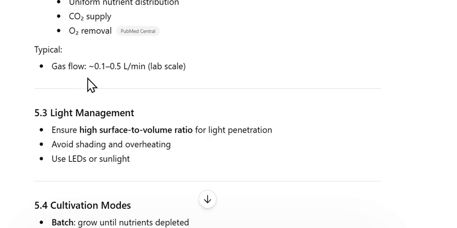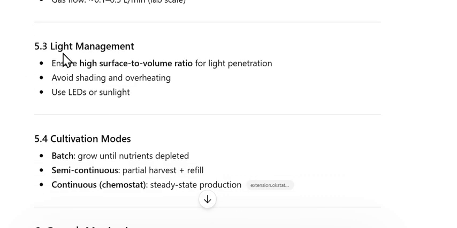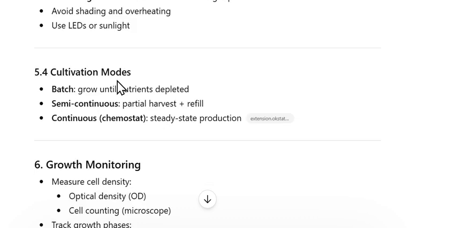So the normal typical gas flow would be like 0.1 to 0.5 liter per minute. And for light management, we ensure a high surface to volume ratio for light penetration, as well as avoid shading and overheating, which is important in microalgae cultivation. Normally we use white LED light or sunlight.